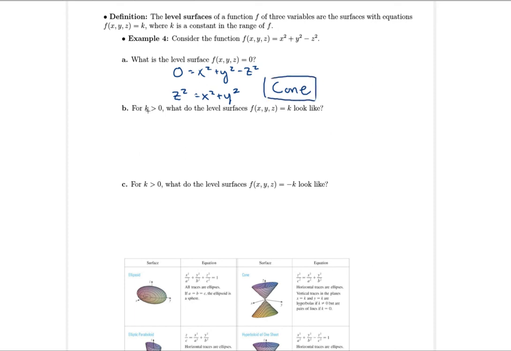Okay, so what about when k is greater than 0? So if k is greater than 0, then what does f of x, y, z equal to k look like? Well, I'll just set k equal to x squared plus y squared minus z squared.